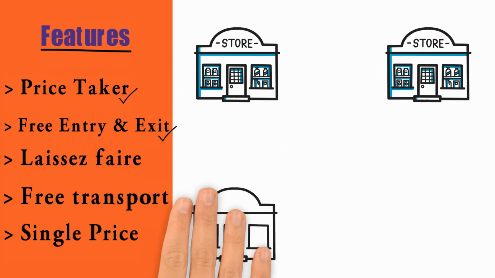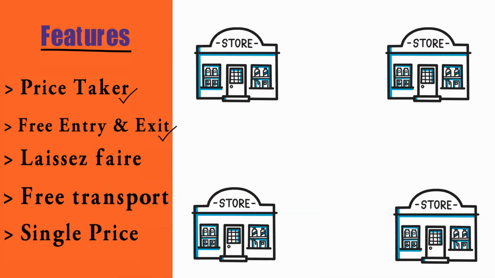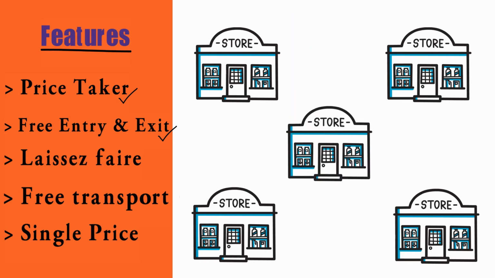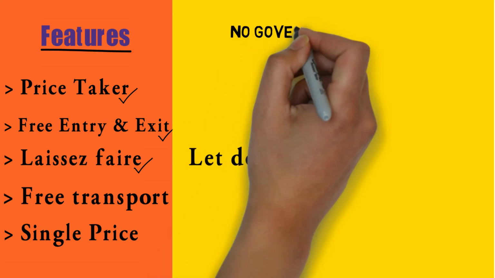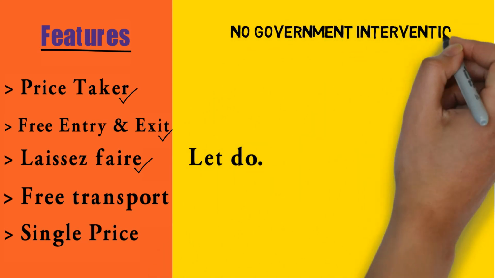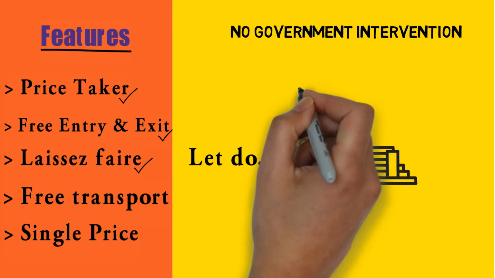Free entry and exit. There being lots of sellers in the market, there is no restriction for new firms to enter into the market. There is free entry and exit for new firms. The next feature is laissez-faire. Laissez-faire in French means let do. However, in economics, it refers to no government intervention.